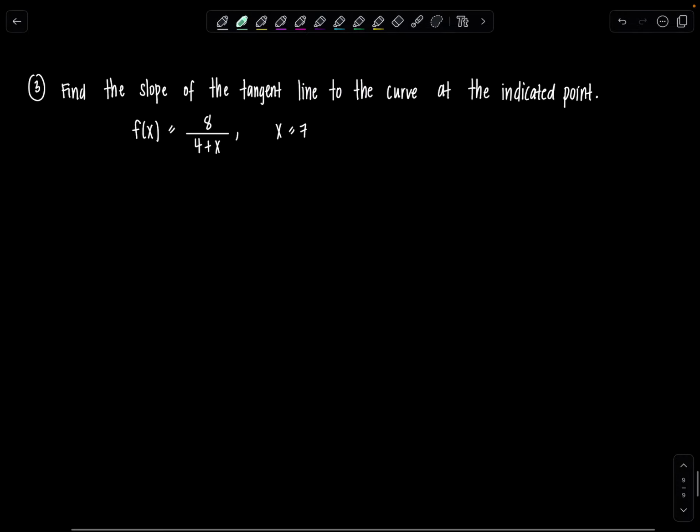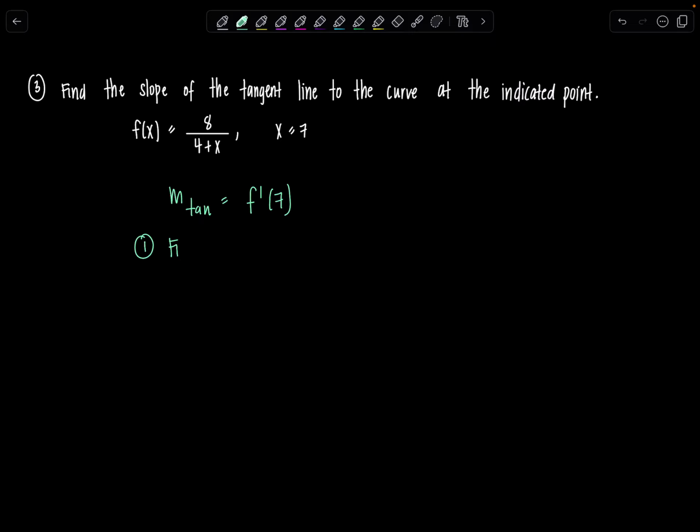It says, find the slope of the tangent line to the curve at the indicated point. So the function f of x is 8 over 4 plus x, and we want the slope of the tangent line to the curve at x equals 7. So the slope of the tangent line is equal to the derivative at this point. So first I need to find f prime of x, and then substitute in 7 for x.